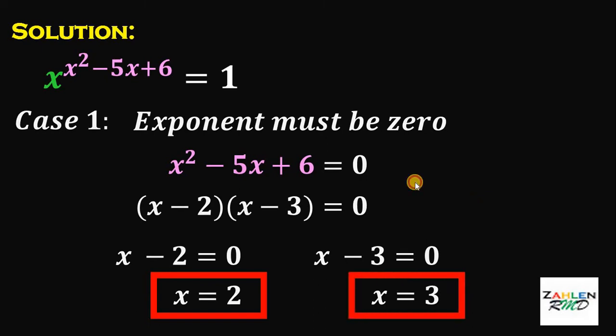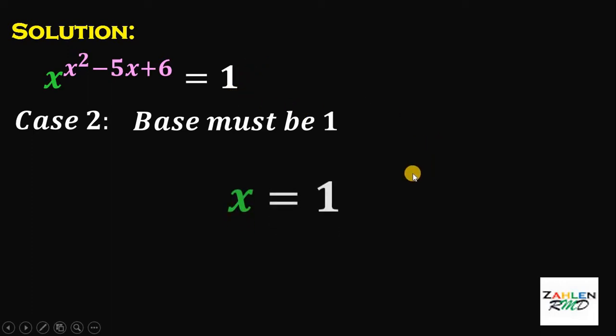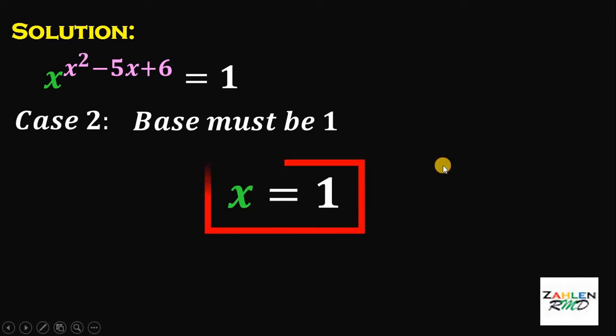Now, how about case number 2? Case number 2 is the base must be equal to 1. So, 1 raised to any number is simply equal to 1. Therefore, we can say that x equals 1, and that's very simple. We have the third solution. We have x equals 1.